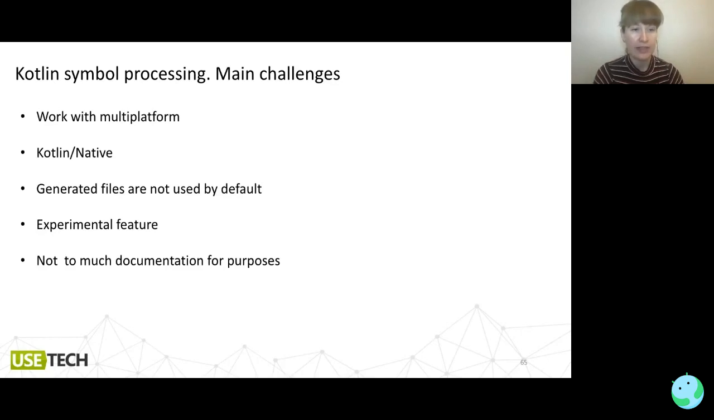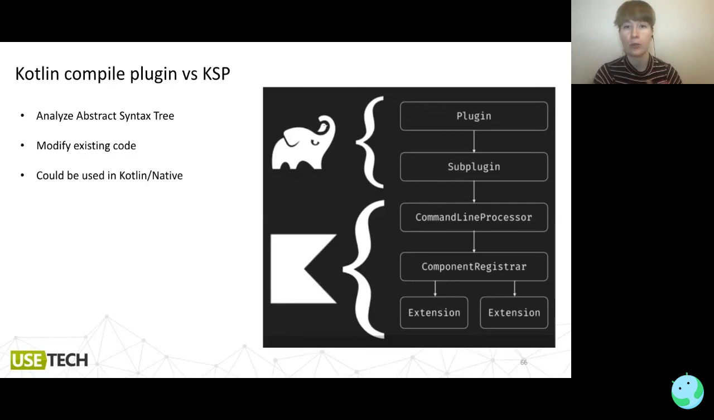And there is a lack of documentation, but there are several working samples, such as Koin or maybe KSP, or also there is a nice solution to generate stores with Android and live data. So what could be an alternative when we generate our code? If we need to modify existing code, we have to use a compiler plugin.